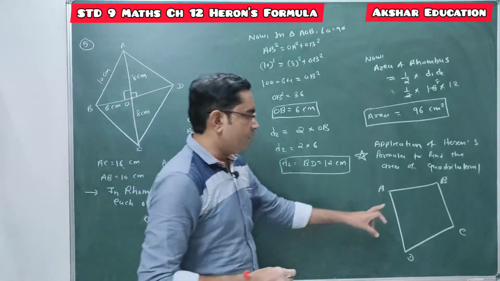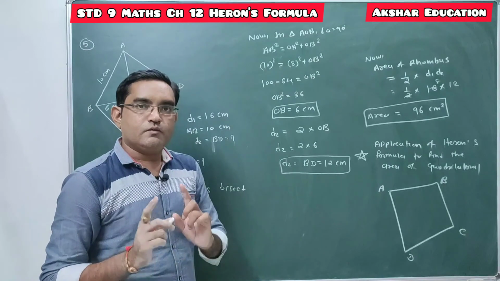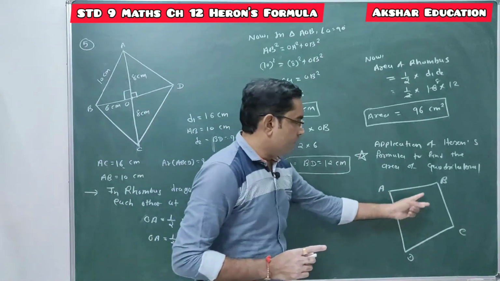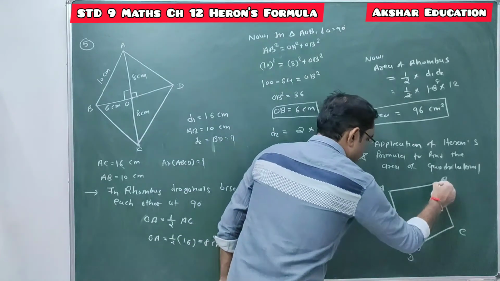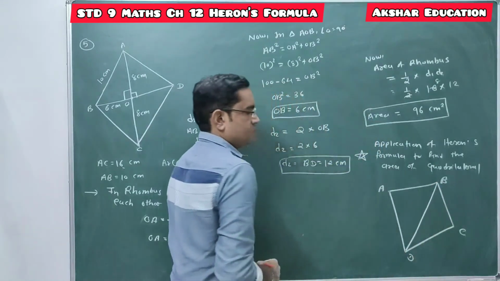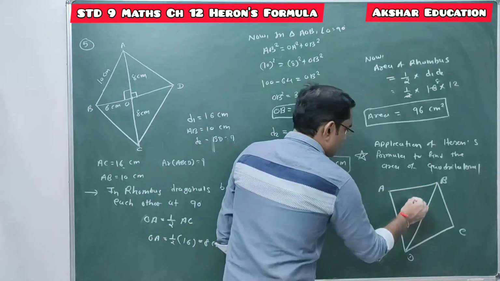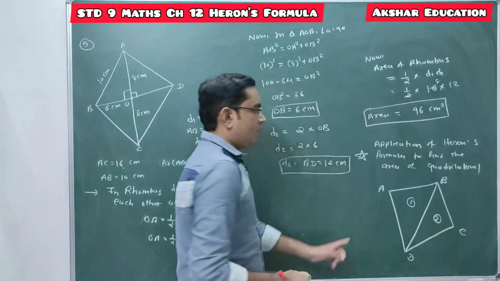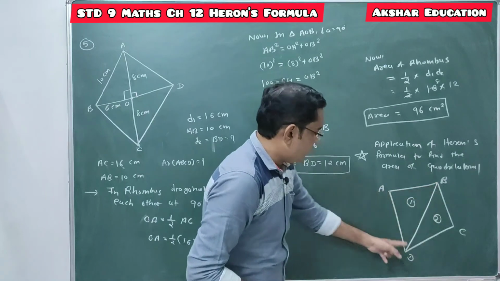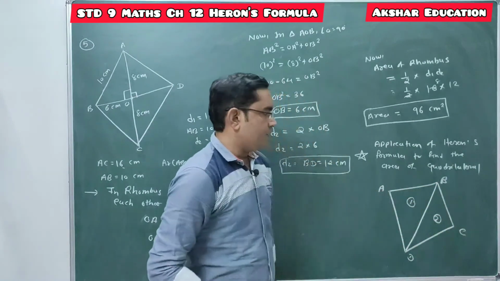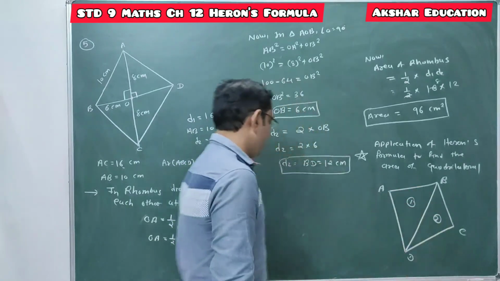If you want to find the area of this quadrilateral by using Heron's formula, you have to construct one of the diagonals. In any quadrilateral, two diagonals are there. Out of two diagonals, you have to construct one diagonal. Draw one diagonal. That will divide our quadrilateral into two triangles. So now quadrilateral ABCD is divided into two triangles. The two triangles are triangle ABD and triangle BCD. Clear, students?